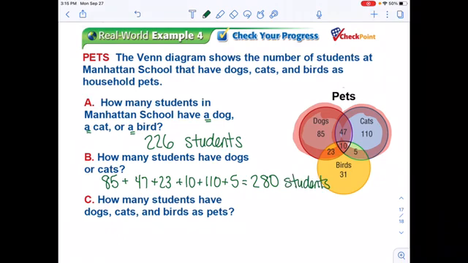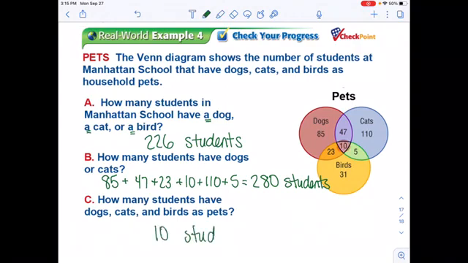And then how many students have dogs, cats, and birds as pets? That is just where we have it and. So we want to make sure we have all three of these as pets. So that's actually only 10 students that have all three.